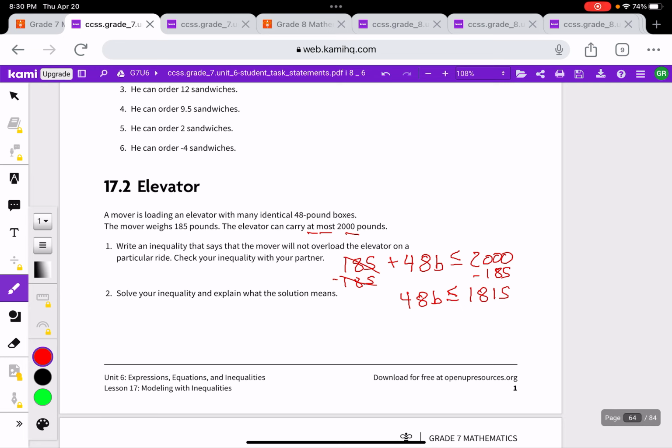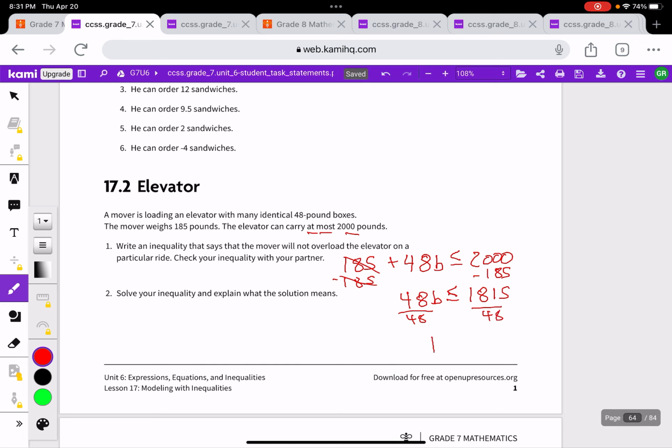48-pound boxes. How many can we do for 1,815? What should we do here? If you said divide each side by 48, you would be correct. I'm going to divide this side by 48. I'm going to divide this side by 48. Guess what? 48 divided by 48 is 1.